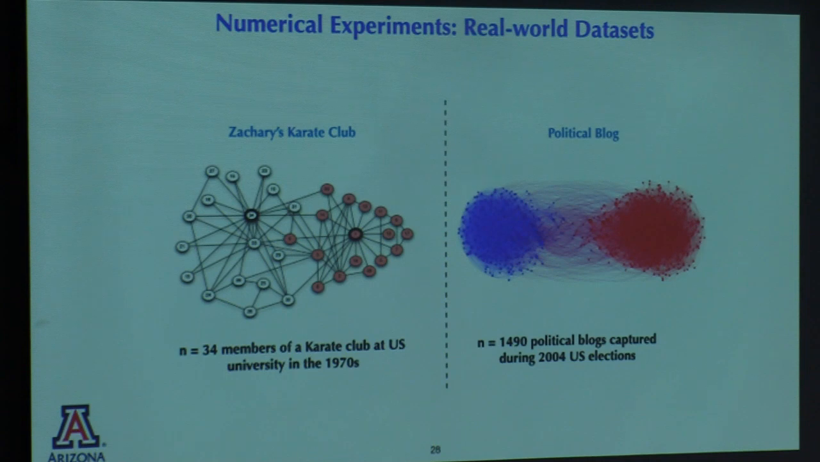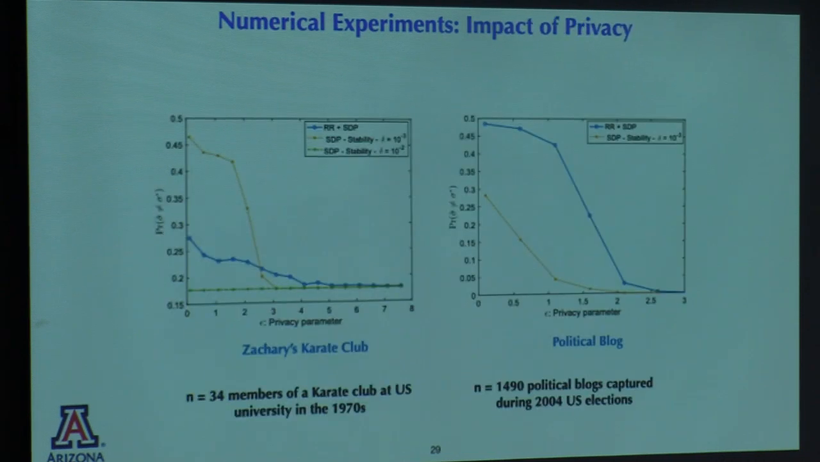We also did some real-world experiments; it's customary now at ICML, ICLR to add some simulation results. So students picked two data sets. There is the Zachary Karate Club, a very simple, small data set of 34 members of a karate club at some university in the 70s. And there's a political blogs data set, an older data set from the 2004 elections. We ran the algorithms on these two data sets, and what we saw was interesting and conforming to our theoretical results.